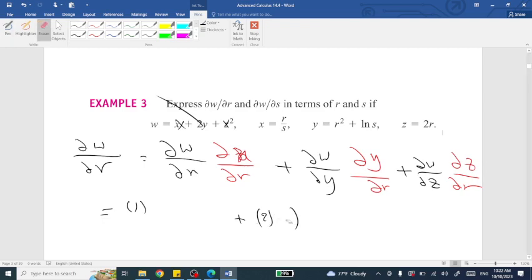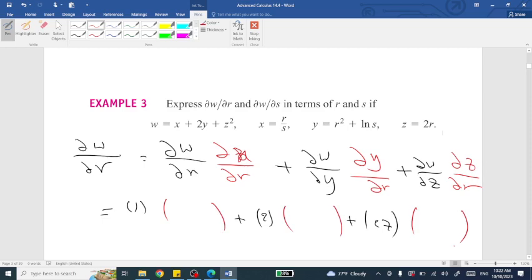What else? Give me one second. And 2Z, you are right. Why? Because partial W by partial Z, only Z is important. Fortunately, I have Z squared, which will be 2Z. Do you have any question with the black part?